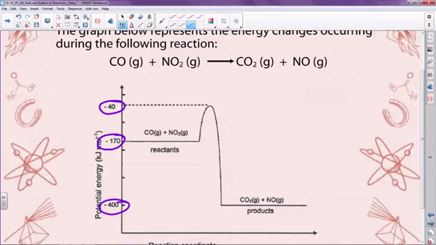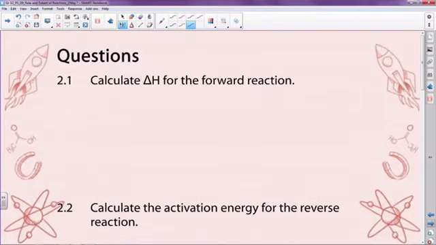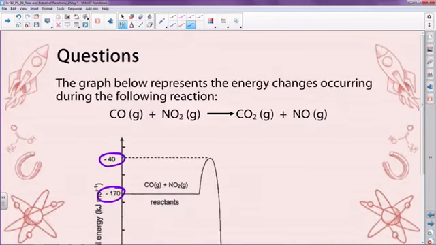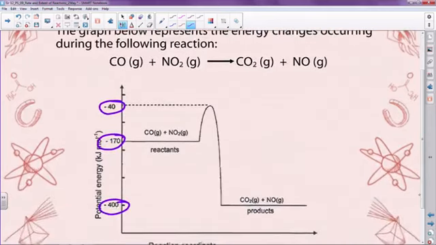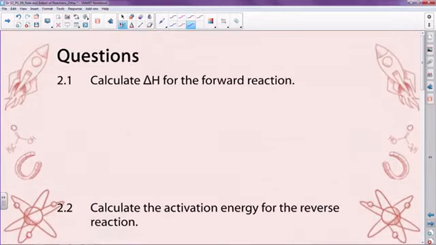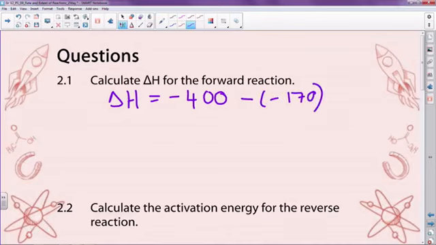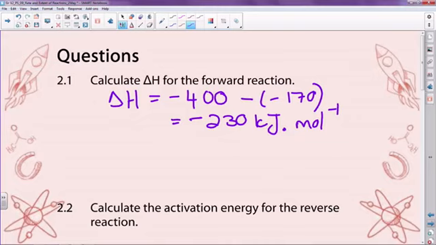The first thing they asked was to calculate delta H for the forward reaction. So we look and we go, well, the energy of my products is minus 400. The energy of my reactants is minus 170. So for delta H, you always do products, final minus initial. So we're going to go minus 400 minus minus 170, and we get minus 230 kilojoules per mole, because those are the units we were given. And we're quite happy with that because, well, it's negative. It's an exothermic reaction. We can see it from the reaction.